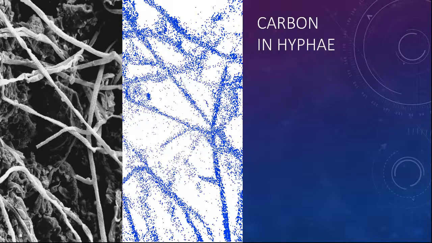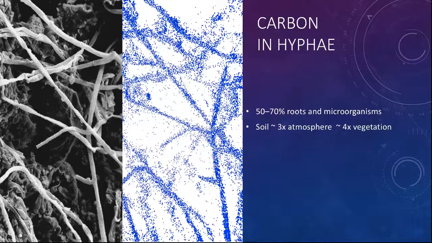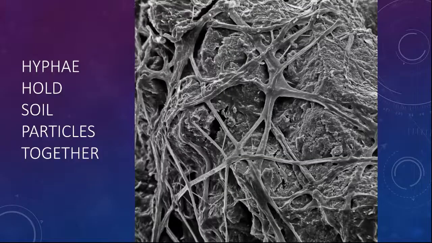in the soil. Here are some hyphae which have carbon in them labeled. You can see the carbon there, and it's reported that up to 70% of the carbon that is coming from a plant is not within its trunk so much, but within the roots and the microorganisms surrounding the root system. So soil has 3 times as much carbon as the atmosphere and 4 times as much as vegetation. Therefore, it's a perfect way to mitigate climate change by improving this carbon sequestration into soils.